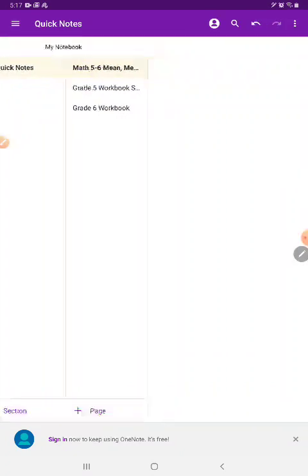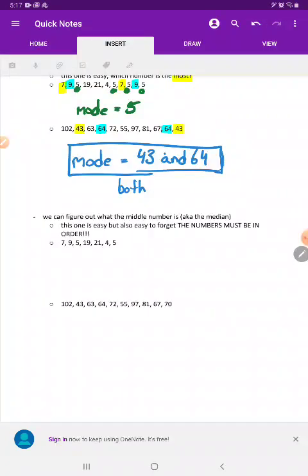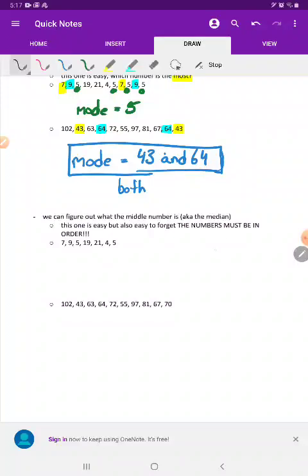I have to do one more explanation for the grade 6s, and that is something called a median. And a median number is really easy to find because it's in the middle. However, the numbers must be in order. This is critically important. So when I look at this set right here, I can see that 19 is in the middle, but that is not the median because I have not put the numbers in order. First, I have to put the numbers in order.